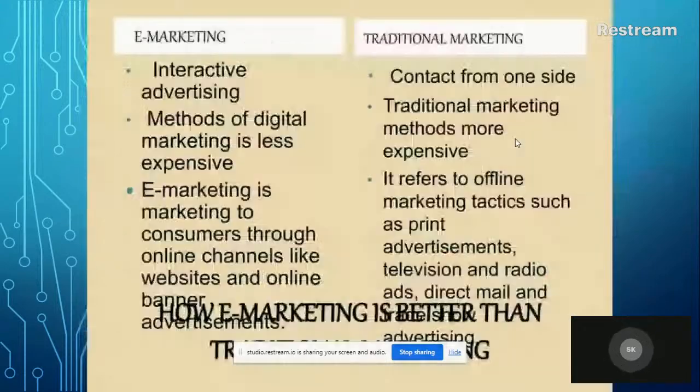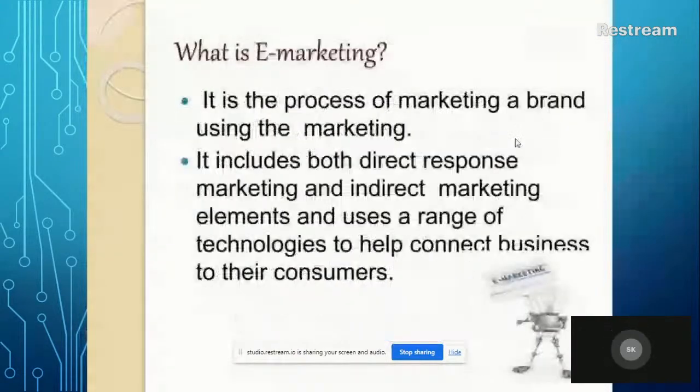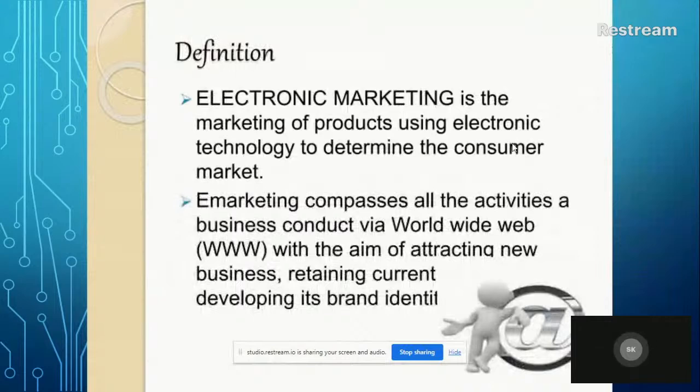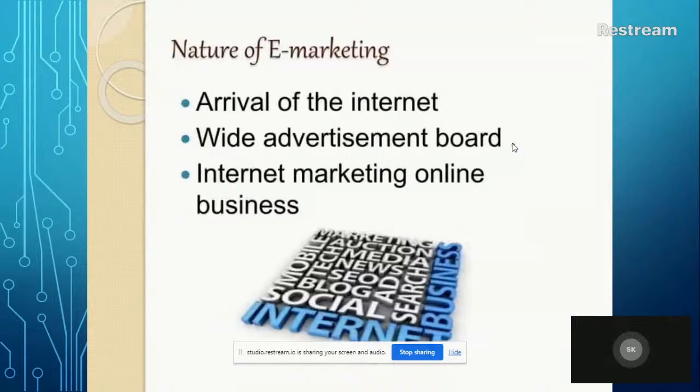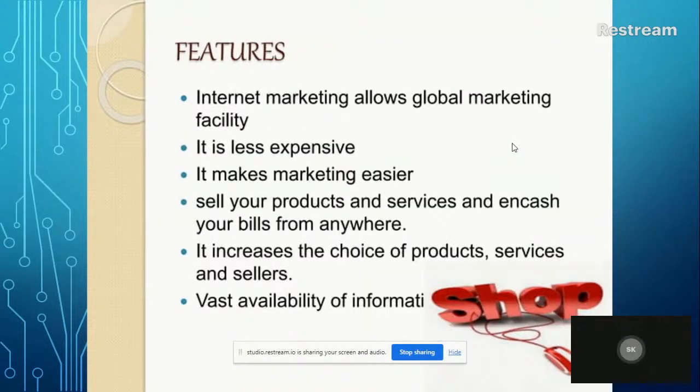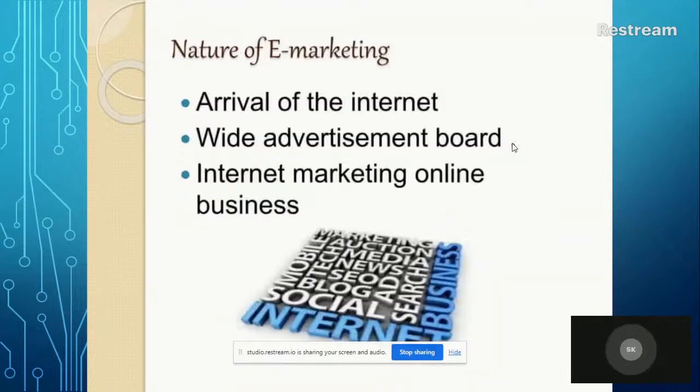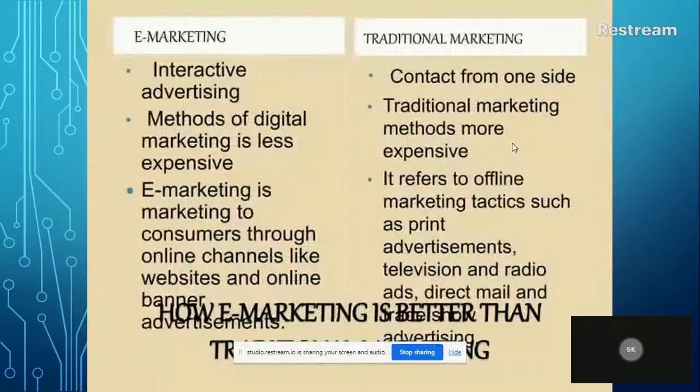Before going to the advantages, let's see. As I told, e-marketing includes direct and indirect marketing elements, and it also helps to reduce the cost of advertisement compared to traditional marketing. The consumer, sitting anywhere, can see all the products and the marketing information distributed. He can purchase, place the order, and receive the order. So the time is reduced, and the advertisement cost is also reduced. So let's see the advantages.